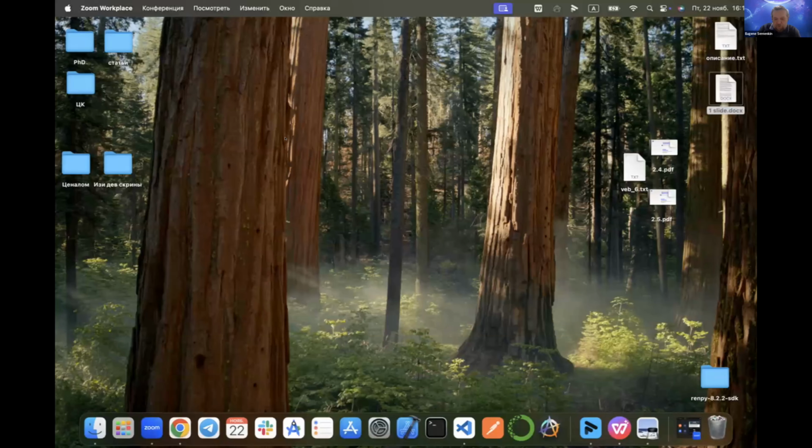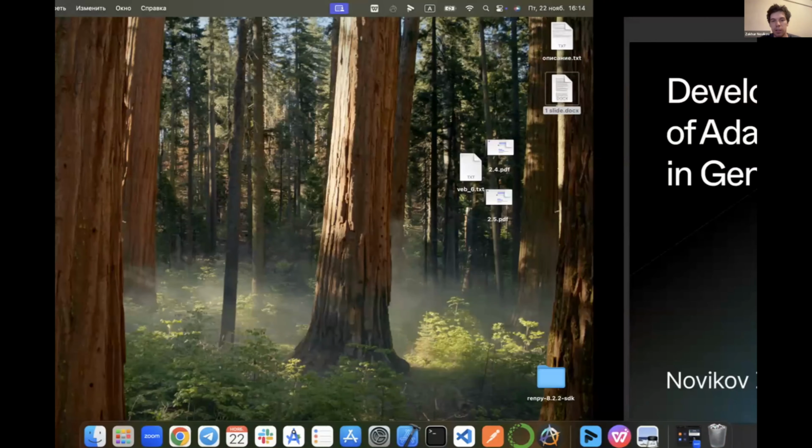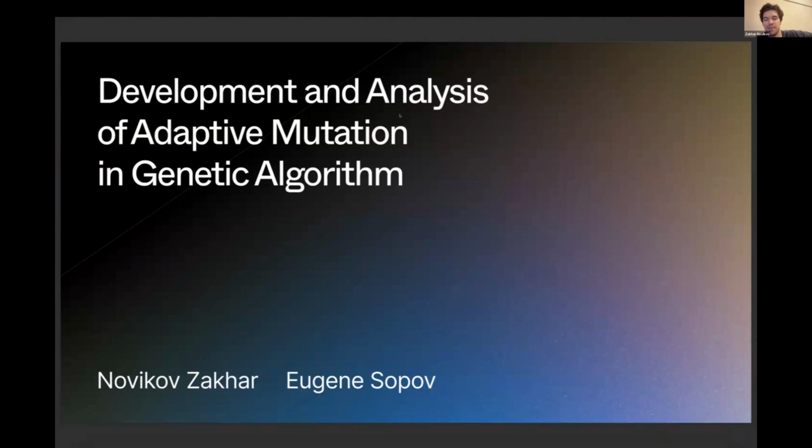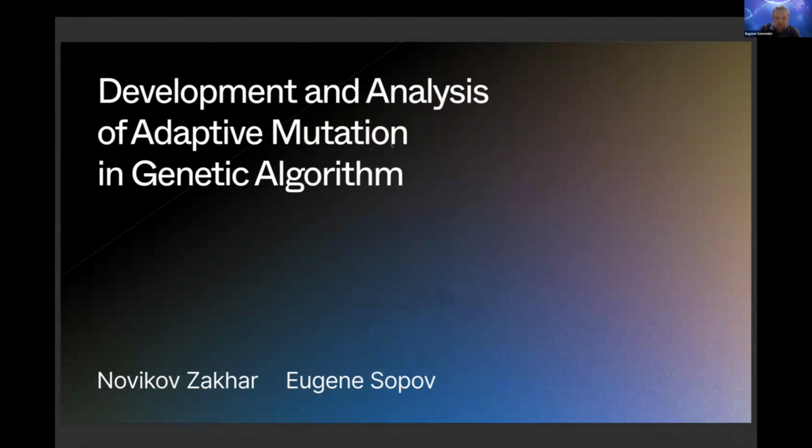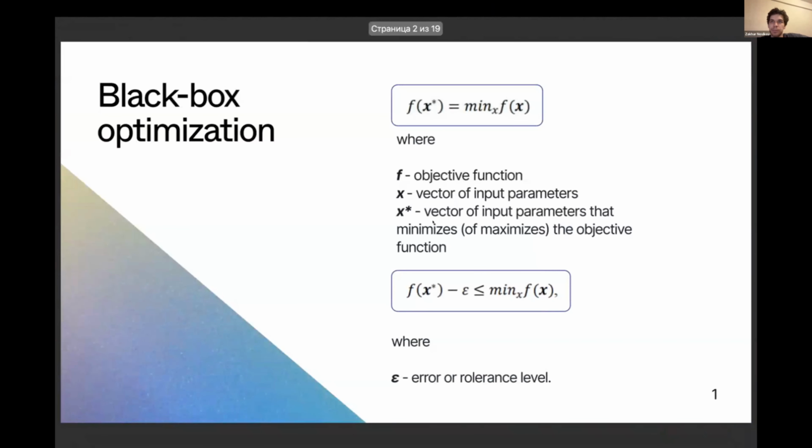This is the talk: development and analysis of adaptive mutation in genetic algorithms. Yes, thank you. Hello, everyone. My name is Zakhar Novikov, and I'm from Krasnoyarsk, from the Siberian Federal University. Today, I'm going to share our work on the development and analysis of adaptive mutation in genetic algorithms.